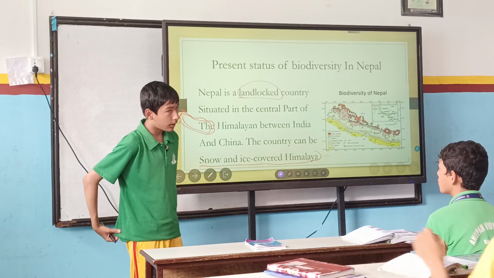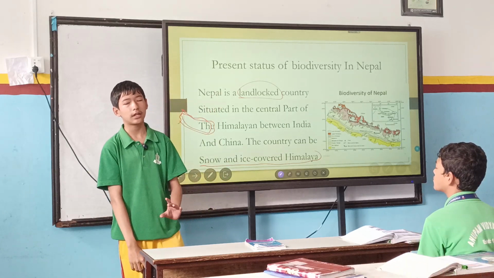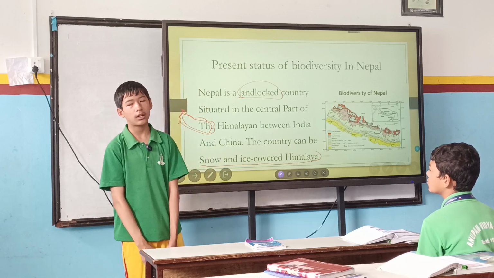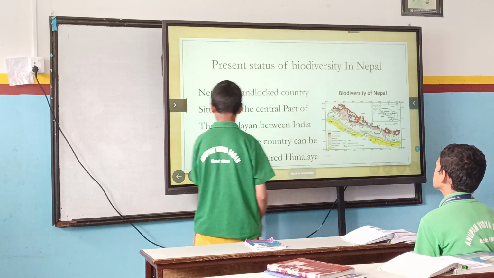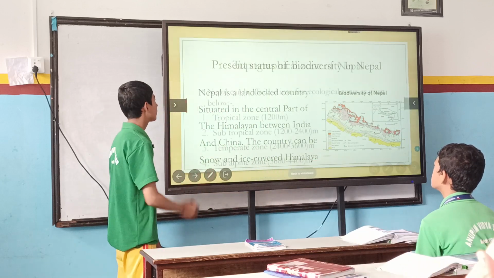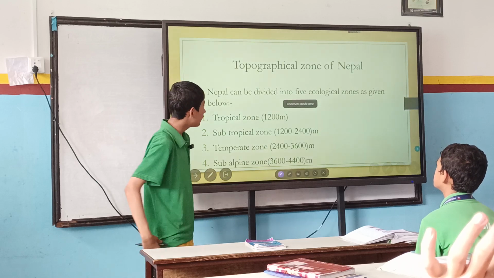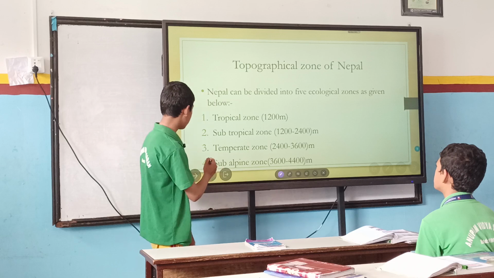The present status of biodiversity in Nepal is good, but it is decreasing day by day because of the threatening of the people due to some bad efforts. So we are going to study about it today. So it's given about topographical zones of Nepal.